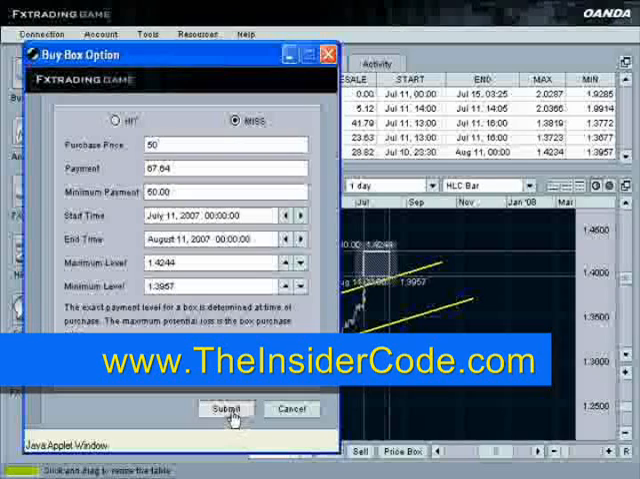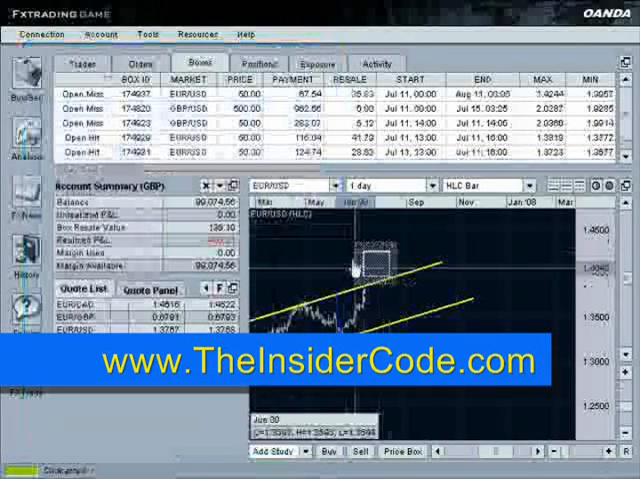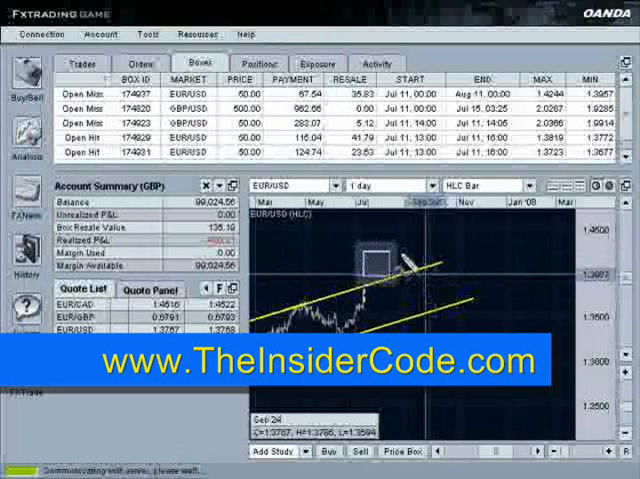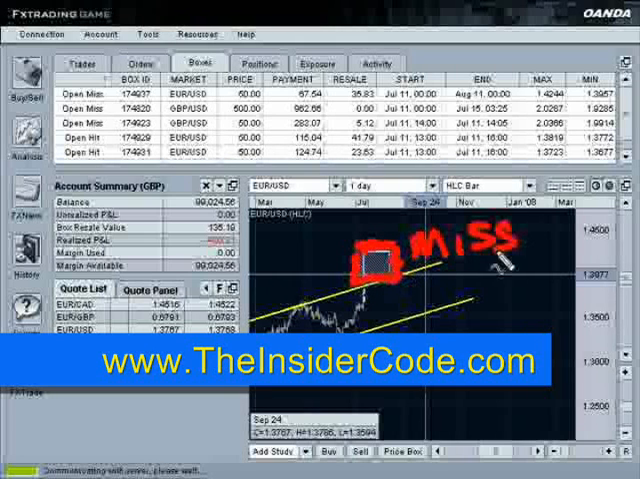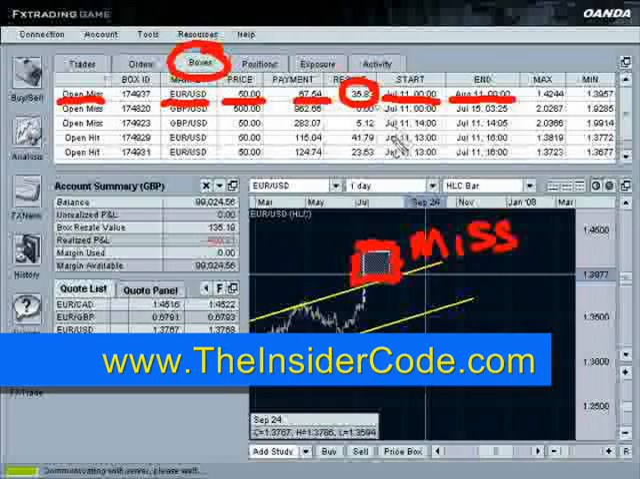Okay, so let me go ahead and hit submit. So now the box is there. And you can see that I have two boxes there, so it looks a little bit funny. And you can see that it's shaded on the outside. Okay, that's a miss box. You can also see here, I've got an open miss on the Euro US dollar. I paid 50, it's going to pay out 67.54. You can see the resale value. I've got some value in it already, $35. Start date is from July 11th, which is tomorrow or tonight at midnight, to August 11th at midnight. Okay, all that information is up here in the boxes category.